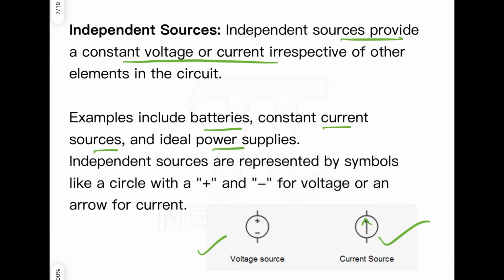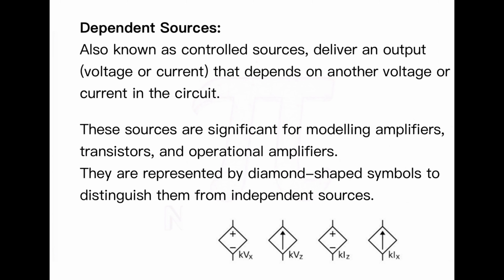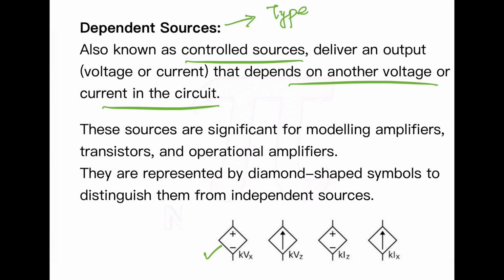The next one is the dependent source. As the name suggests, it depends on some other voltage or current flowing in the circuit, either a voltage or current of another element. This is also known as a controlled source. They are represented using a diamond symbol. Another question we can expect related to dependent sources is the types of dependent sources.